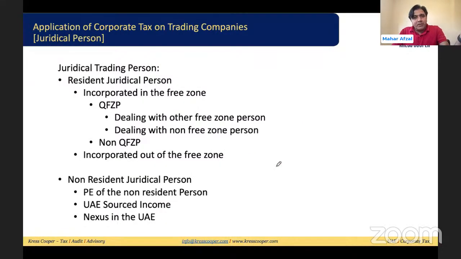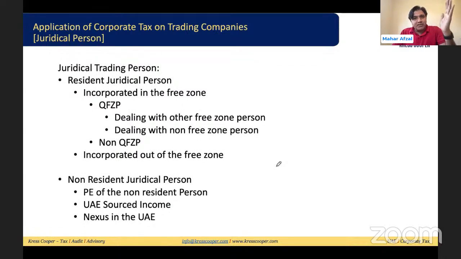Now, application of corporate tax as the juridical person. There is a possibility, as I mentioned in the very beginning, that someone is doing the trading business in the capacity of a juridical person. We know who are the juridical person. Juridical persons are the limited liability companies, public joint stock companies, foundations, trust, which is legally structured like that, they are acting as a company. So if someone is working as a juridical person, then it matters now. The juridical person is in the free zone or the juridical person is out of the free zone.